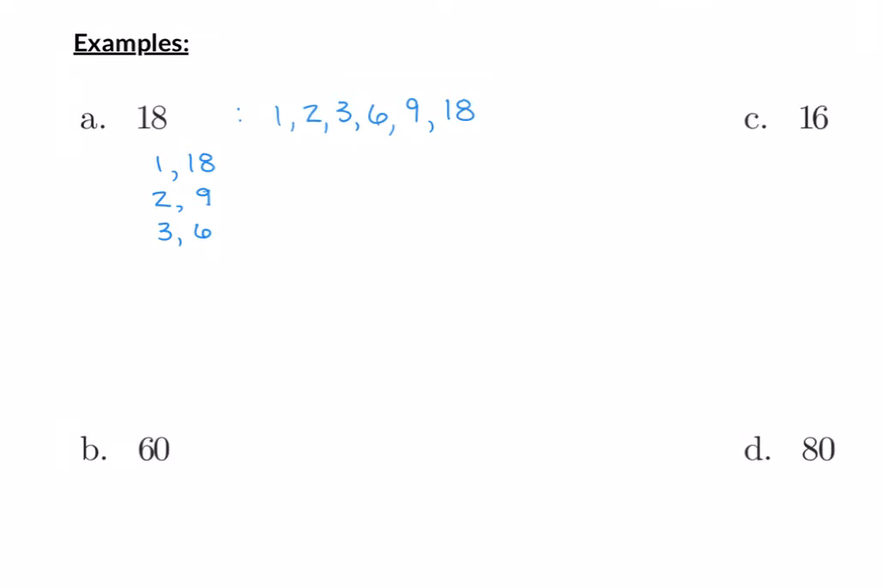All right, let's try another one. Let's look at example B. We're going to start with 1 and 60. 60 is divisible by 2, and if we divide 60 by 2, we get 30. 60 is divisible by 3. If we divide by 3, we get 20.